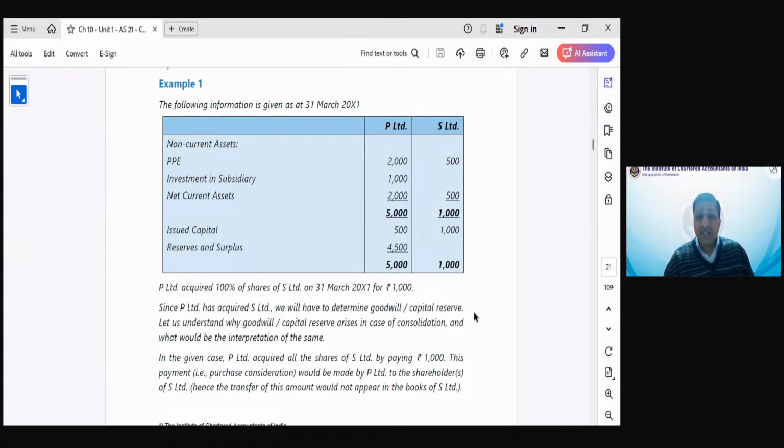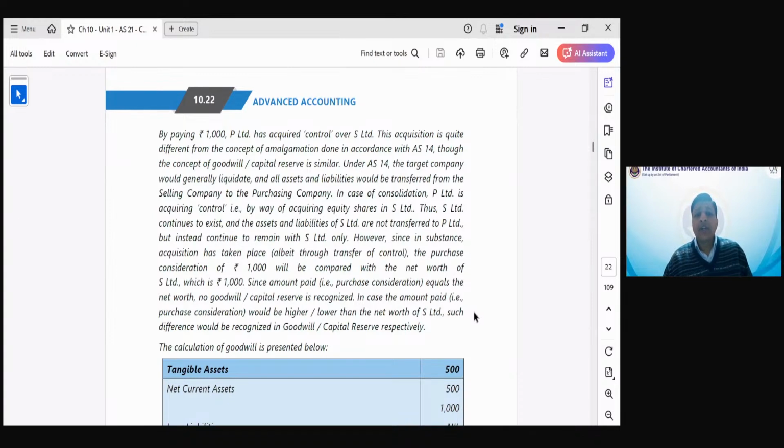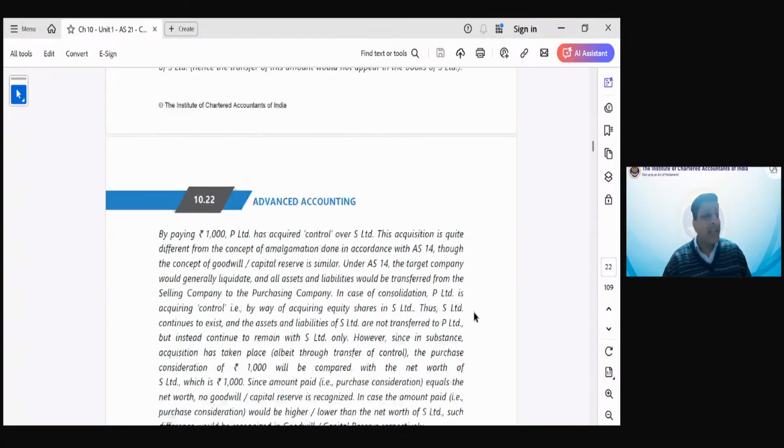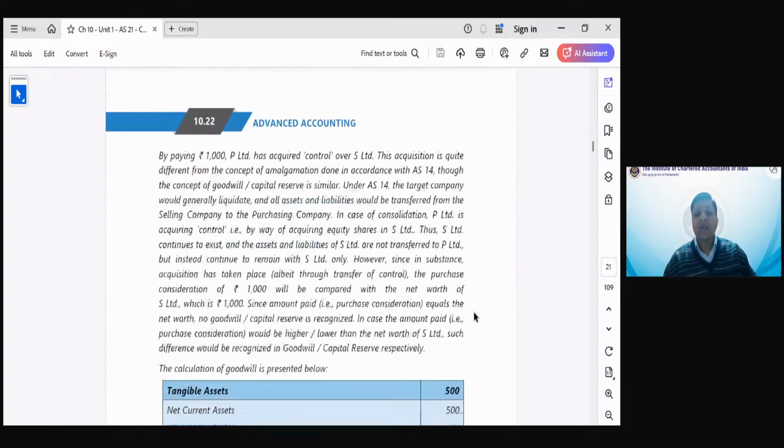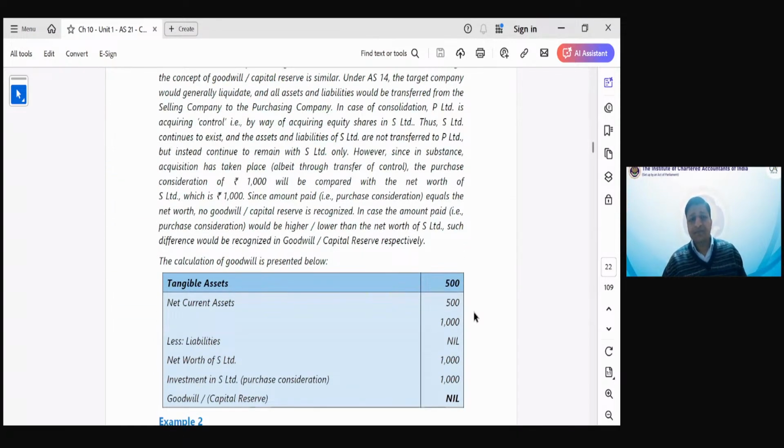Now, this amount of purchase consideration, what do you need to do? You need to compare this with the net assets. Now, in case of S Limited, can you tell me what will be the amount of net assets? Quickly, anyone? Any thoughts quickly on this? Tell me quickly. Yes, that's the capital. Correct. That's the capital that you have. Okay.